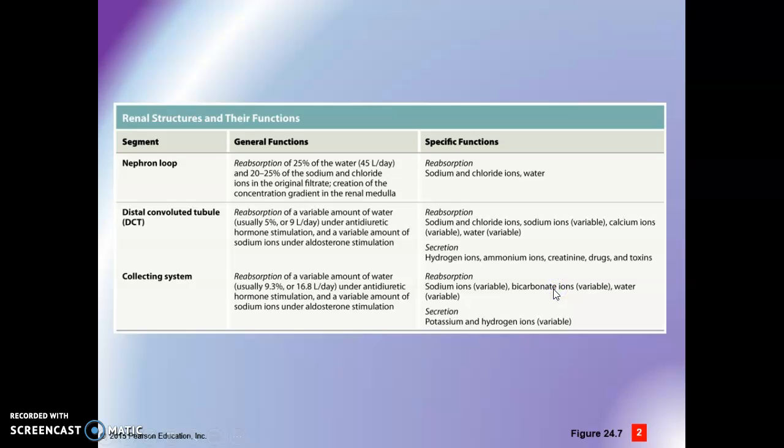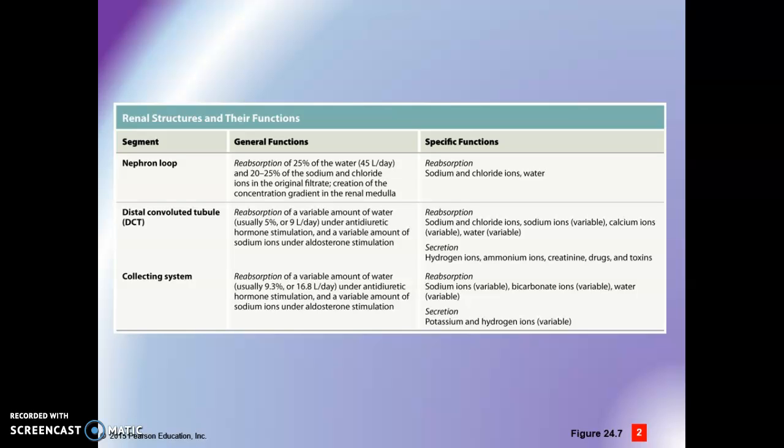In the nephron loop, sodium chloride ions are reabsorbed, which brings back water. In the distal convoluted tubule, sodium chloride ions are reabsorbed. Calcium, water, and sodium ions are reabsorbed variably. Secreted will be hydrogen ions, ammonium ions, creatinine, drugs, and toxins.